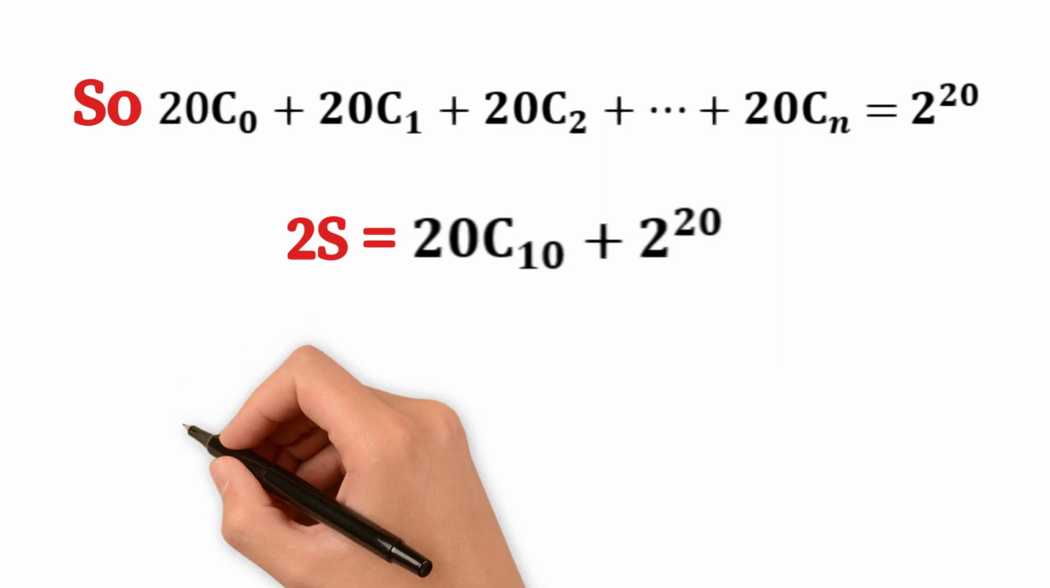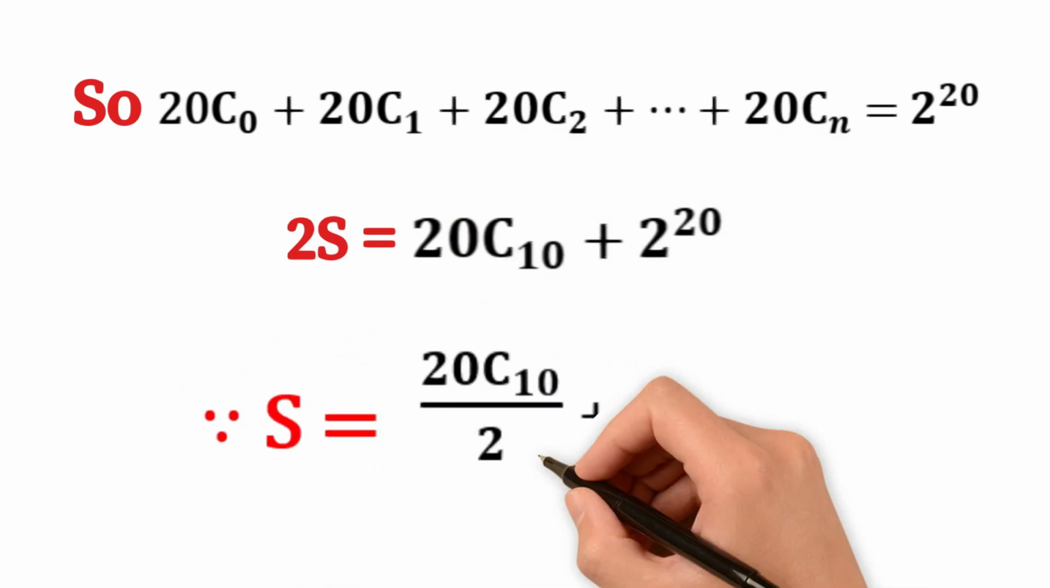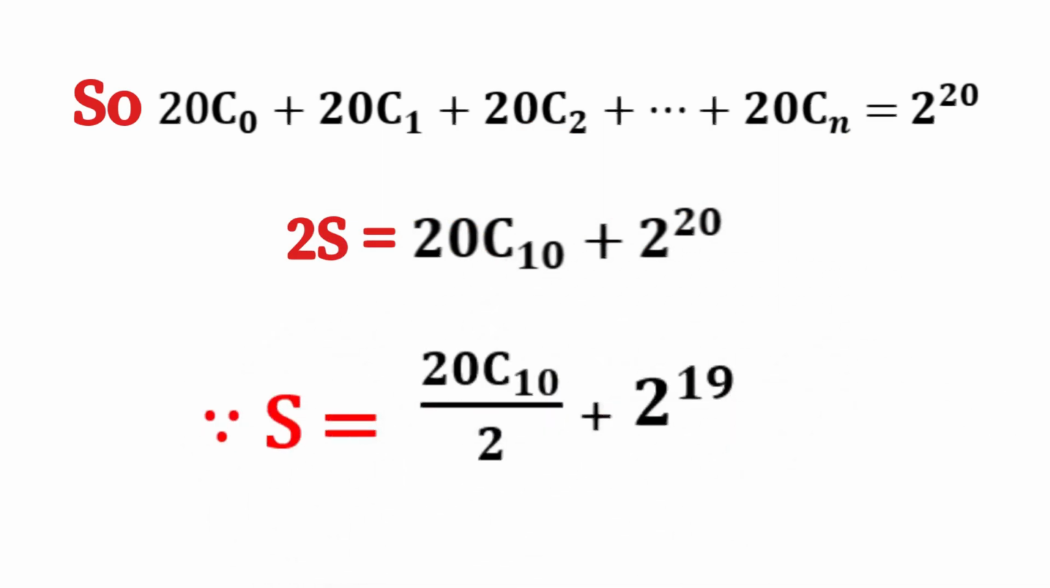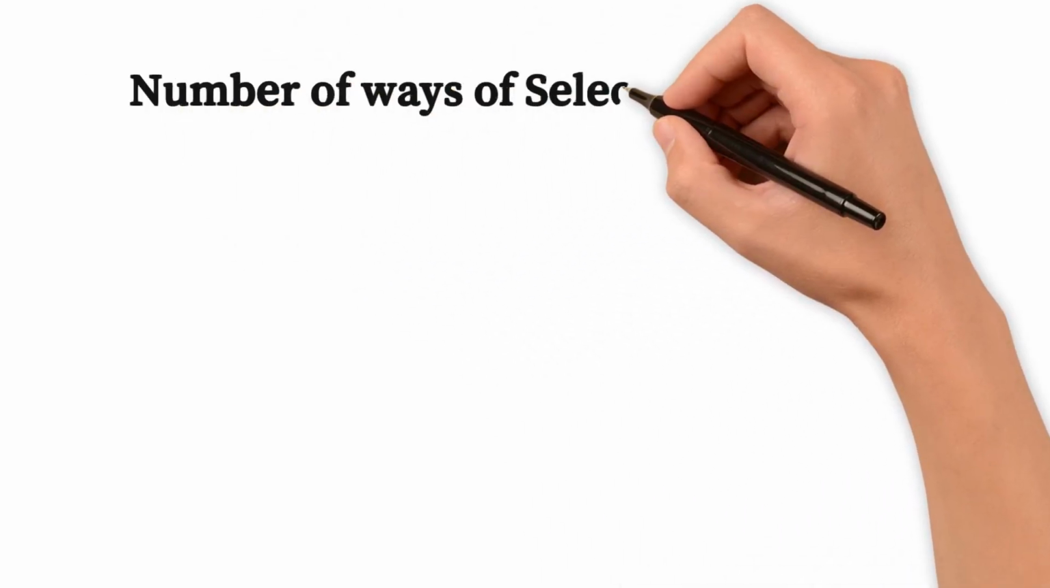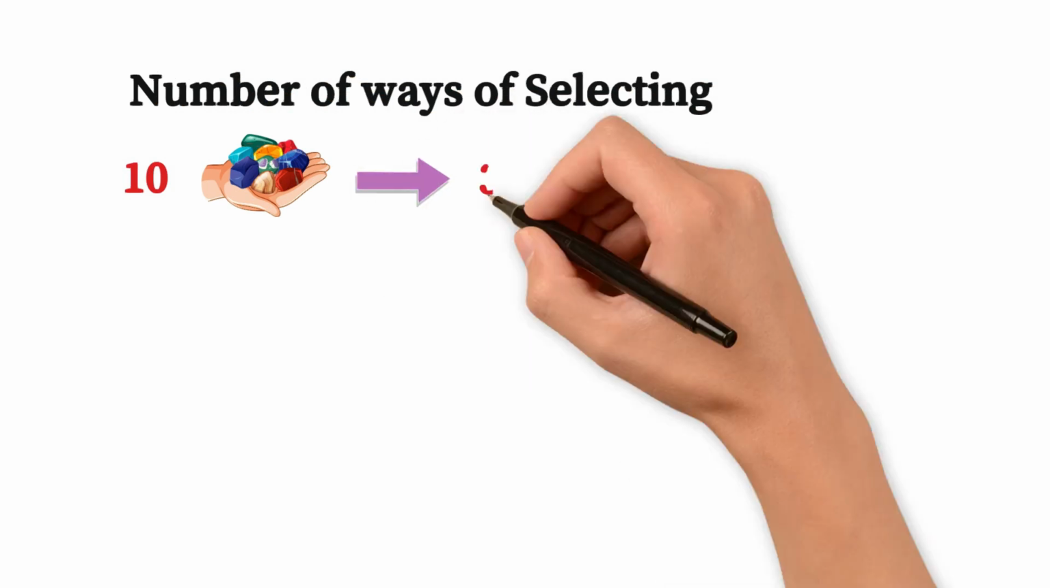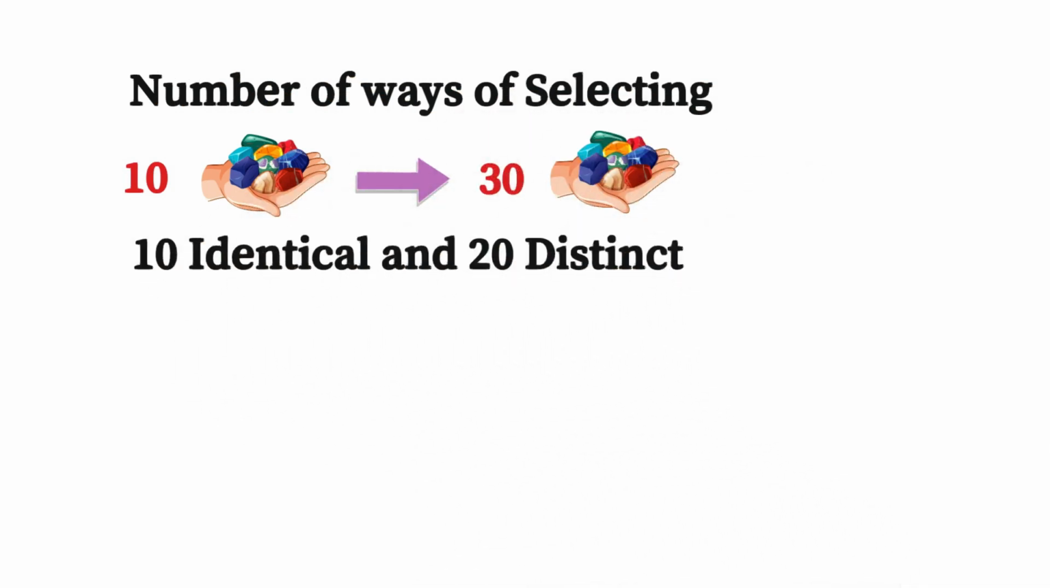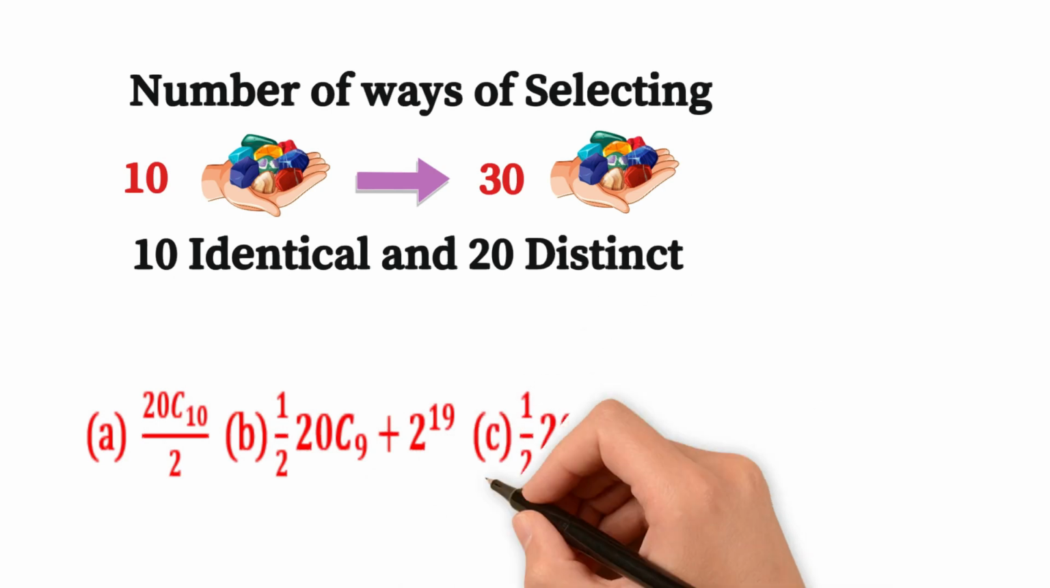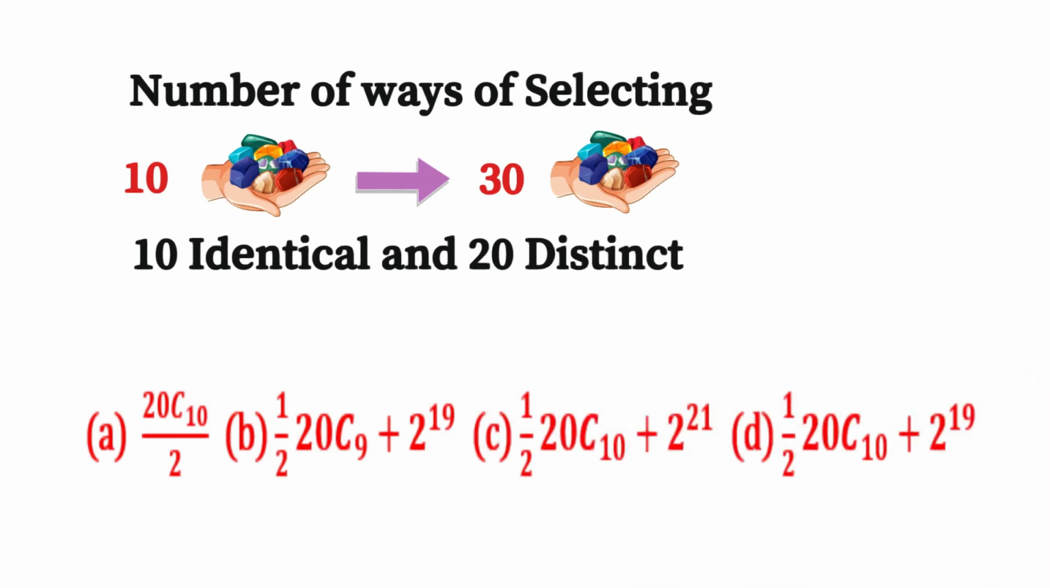So S becomes 20C10 divided by 2 plus 2 power 20 divided by 2, which can be written as 2 power 19. So the number of ways of selecting 10 marbles from 30 marbles, of which 10 are identical and 20 are distinct, is given by 20C10 by 2 plus 2 power 19, which is option D.